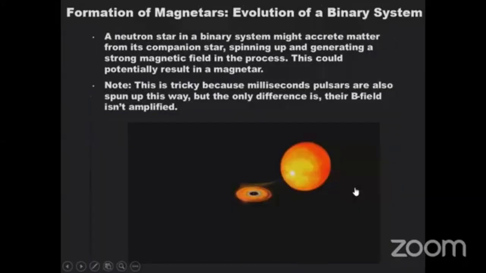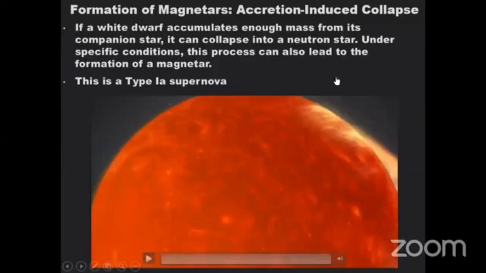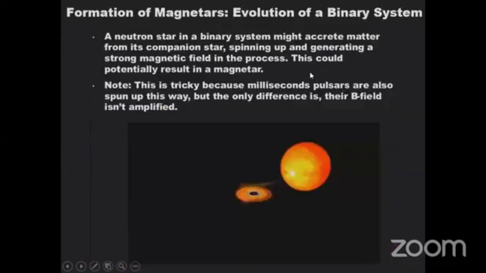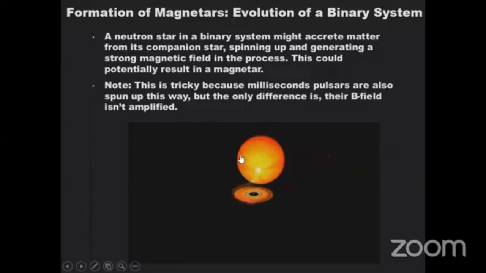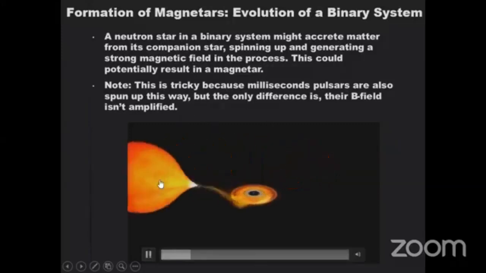Then we have evolution of a binary system, almost the same process as this one, but in this case, this is a neutron star that is not a magnetar. Now, as this neutron star is stealing matter from this main sequence star, we call it the donor star.